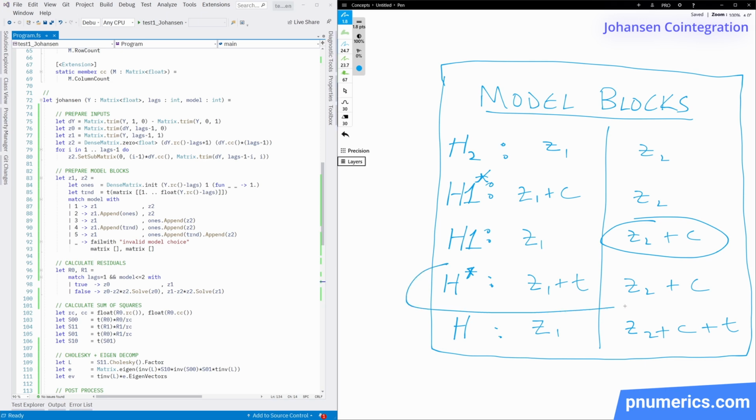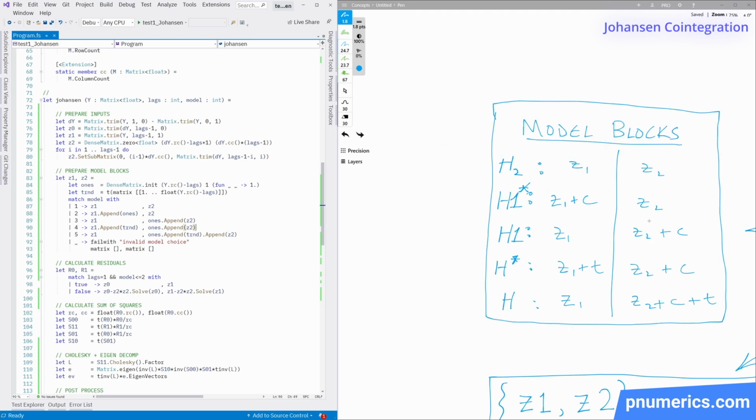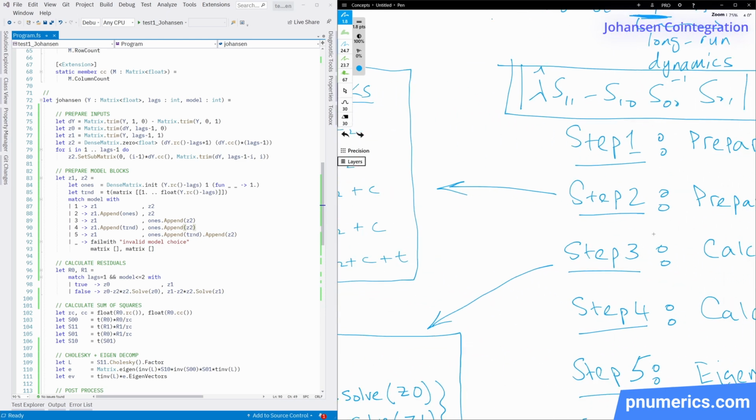H star consists of adding a trend to the levels. Okay, we add a trend to the levels right there, and adding a column of ones to Z2 right there. And the final model H, all we're doing is adding a constant and a trend to the wide difference matrix. So once that is done, we've specified our VECM specification.